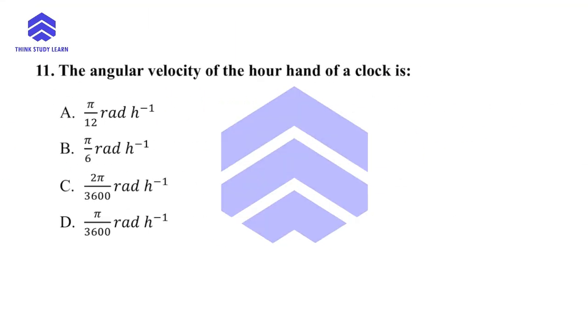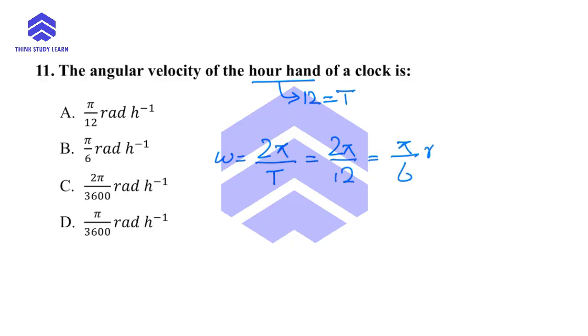Question 11 says that the angular velocity of the hour hand of a clock is. We know that an hour hand completes its one revolution in 12 hours. So we can say that the time period is 12. Now we know that the angular frequency can be measured by the formula which is 2 pi divided by T. Here T is 12. So by putting values we will get pi over 6 radian per hour. Hence option B is the correct answer.